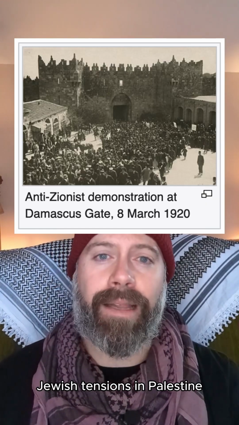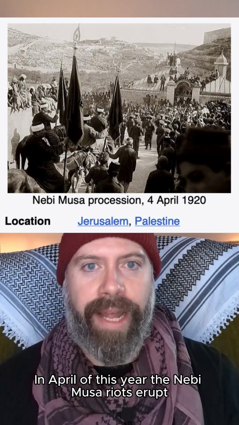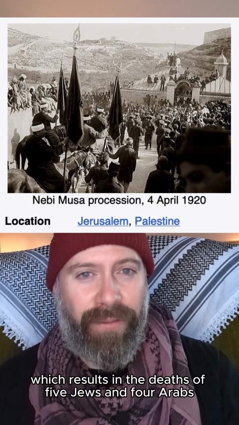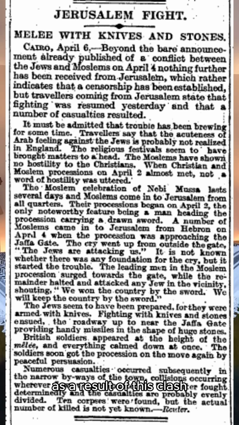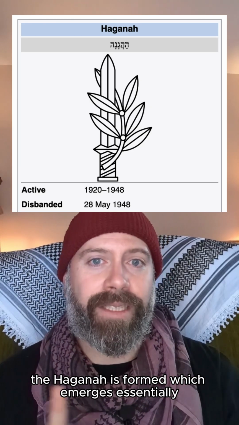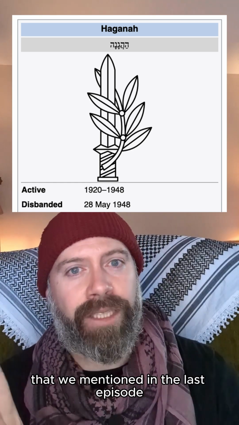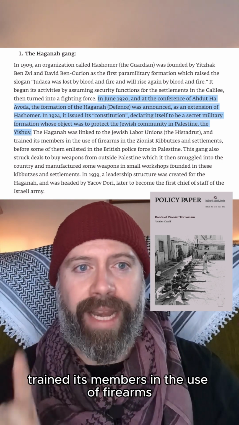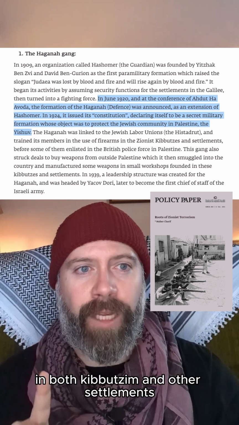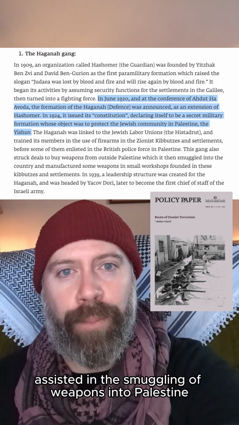Arab-Jewish tensions in Palestine, which had already reached a boiling point. In April of this year, the Nebi Musa riots erupt, which results in the deaths of 5 Jews and 4 Arabs. As a result of this clash the Haganah is formed, which emerges essentially from the previous Jewish paramilitary group in Palestine that we mentioned in the last episode, the Hashomer. It was linked to Jewish labor unions, trained its members in the use of firearms in both kibbutzim and other settlements, and assisted in the smuggling of weapons into Palestine.